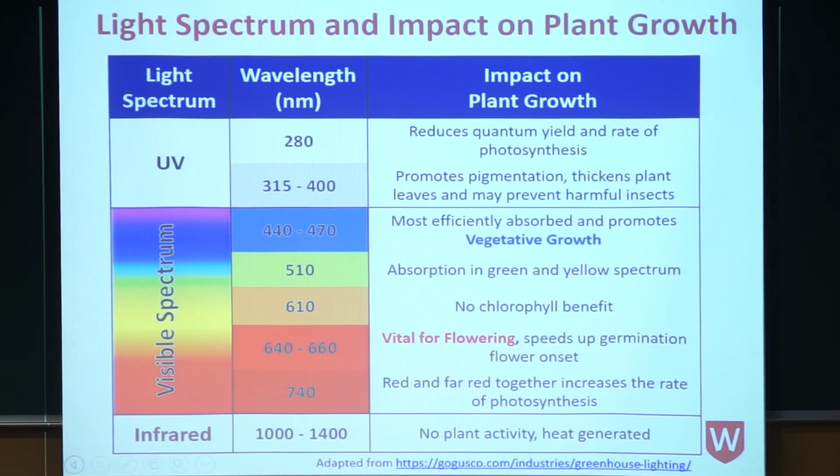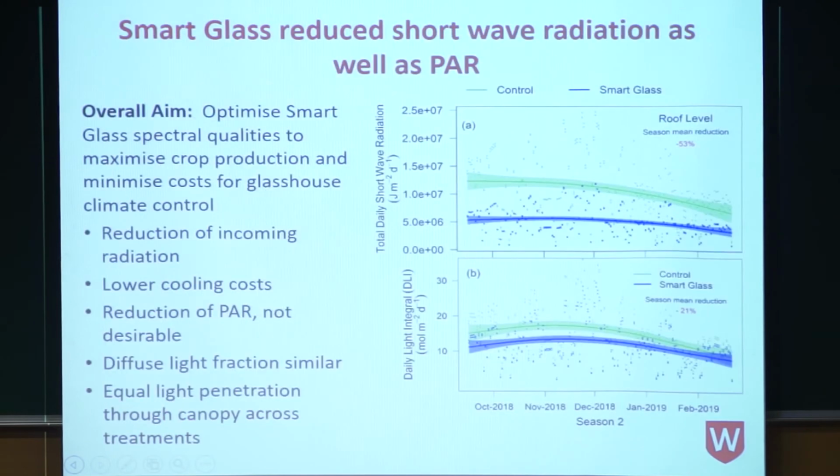And it's a problem because the different wavelengths of light have various roles, but UV is important in pigmentation and also protection against insects. We also found it affected the dermal production, leaf surface production. And then when you get into the red, you've got a lot of flowering, which is really important.